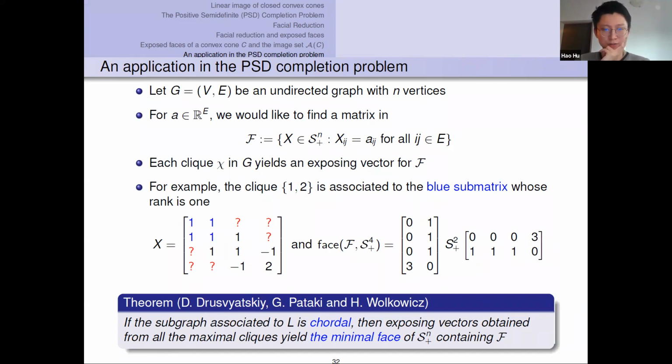The last result that I presented from their paper is that if the subgraph G associated to the vertices with self loop, that's the matrix with diagonal entries specified, is actually chordal, those are graphs with no long cycles without chords, then the exposing vectors obtained in this way from the cliques are actually forming the minimal face containing the feasible set. So that's an interesting result.